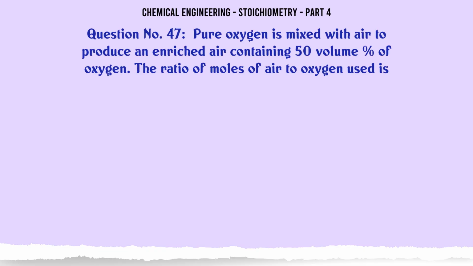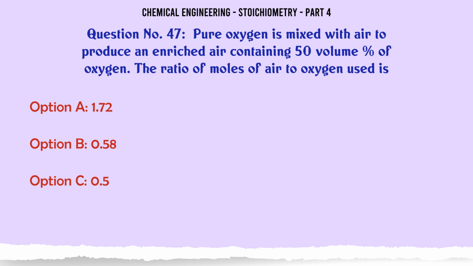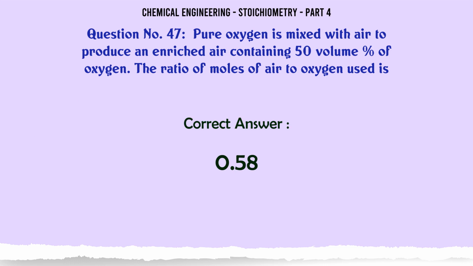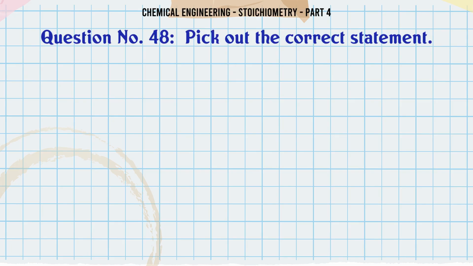Pure oxygen is mixed with air to produce an enriched air containing 50% volume of oxygen. The ratio of moles of air to oxygen used is A 1.72, B 0.58, C 0.5, D 0.2. The correct answer is 0.58.